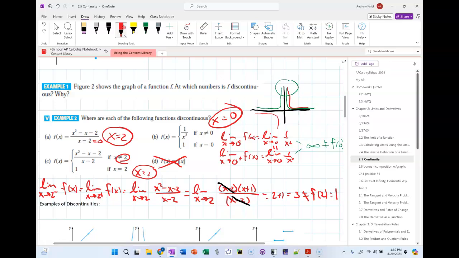Is everybody cool with how I'm using my definition of continuity to check these things? It's not just a yes or no question. We expect you to verify or show why it's a discontinuity. So doing that is not drawing the graph. It's like doing a limit, right? Everybody's cool?